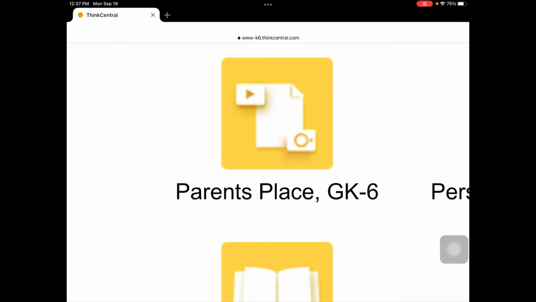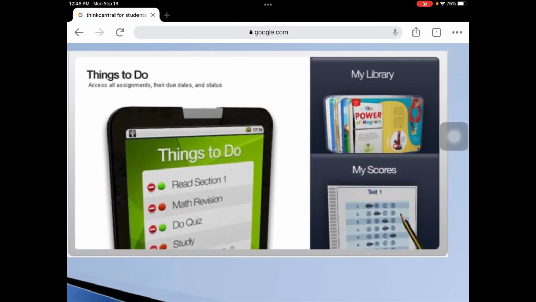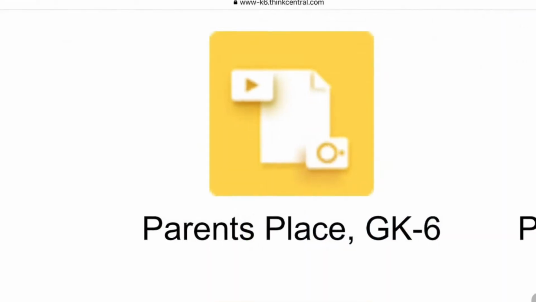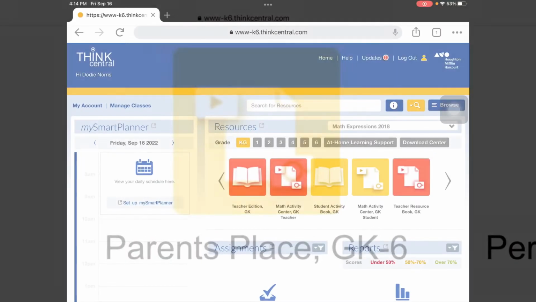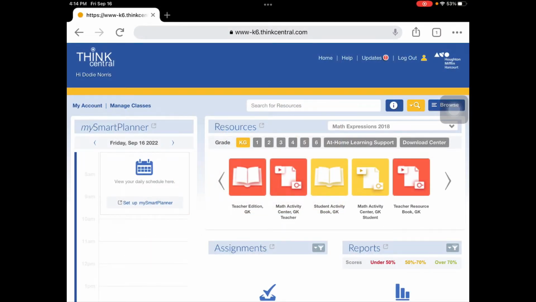I'm coming to you today to give you a quick tutorial about the information that can be found in Parents Place. Parents and guardians can access Parents Place under the Library tab and look for an icon labeled Parents Place. So let's get started to take a look at what's available.